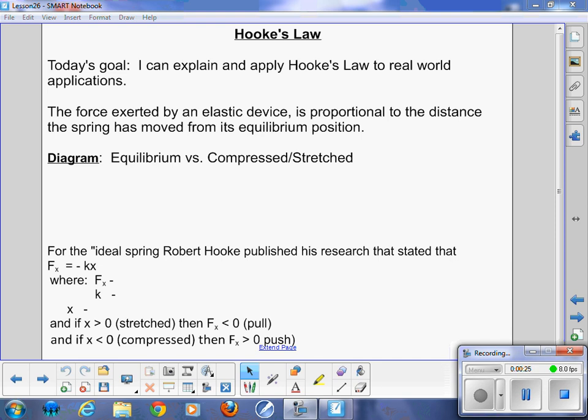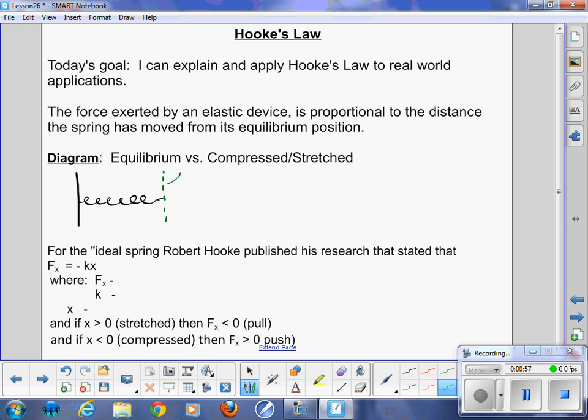So the force exerted by an elastic device, so we could be talking about a spring, could be talking about a bungee cord, could be talking about a rubber elastic, is proportional to the distance the spring has moved, and I use the spring as a generic term throughout the unit, how far it's moved from its equilibrium position. So let's talk about equilibrium versus your compressed / stretched locations here. So for a spring, if it has no force, we call equilibrium right there. So that's our equilibrium.